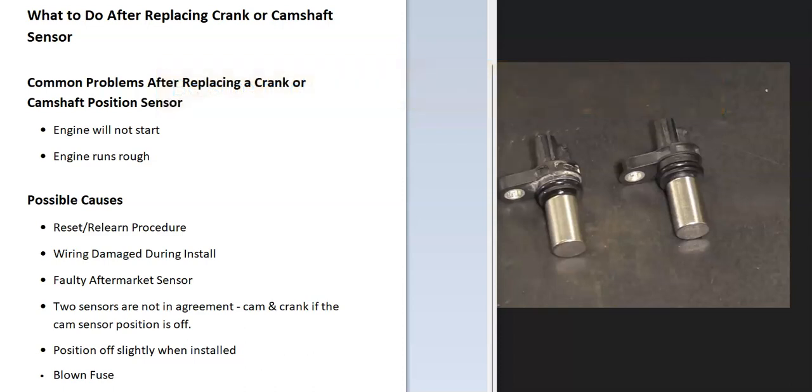Some possible causes of this: the vehicle might have a reset or relearn procedure for those sensors. The wiring could have got damaged when you installed it. It could be a faulty aftermarket sensor. Sometimes low-cost sensors just don't work correctly. Sometimes the cam and crankshaft position sensors don't work correctly together and need to be both replaced. Sometimes the position can get off when you go to insert them. It might have gotten a little bit off and it's not working correctly. And always check for a blown fuse, because a fuse might have blown when you install them.